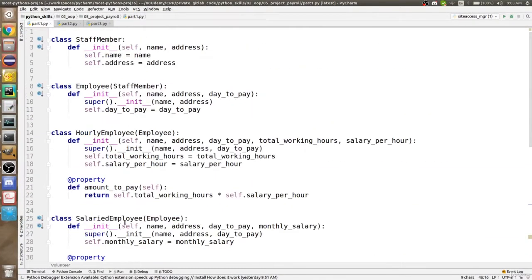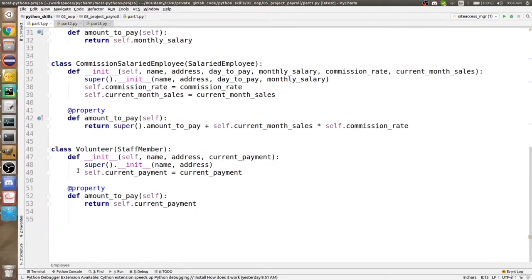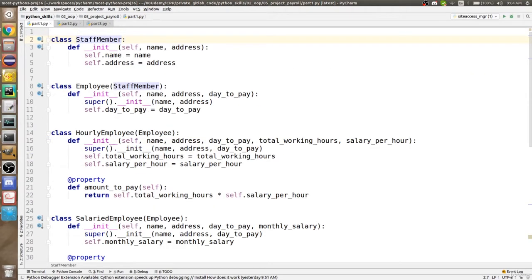Okay, so all of these were mentioned. The one thing I needed to add from my perspective is maybe some parent class for the employee and for the volunteer. That's why I created the staff member class here, which mainly has the name and address, something very common for all of our classes. Otherwise, you need to figure out exactly what features we need in every class.